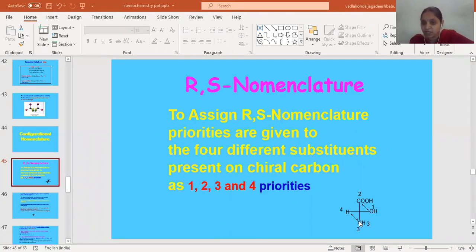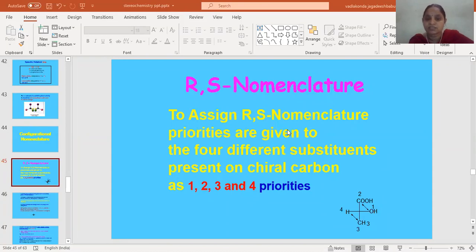After that, we have to see whether the priority numbers are going in clockwise direction or anti-clockwise direction. For example, here if we give 1, 2, 3, it is going in anti-clockwise direction. If it is going in anti-clockwise direction, that compound will be named S, and if it is going in clockwise direction, the compound will be named R. So for giving RS nomenclature, we have to depend on the Cahn-Ingold-Prelog rule.